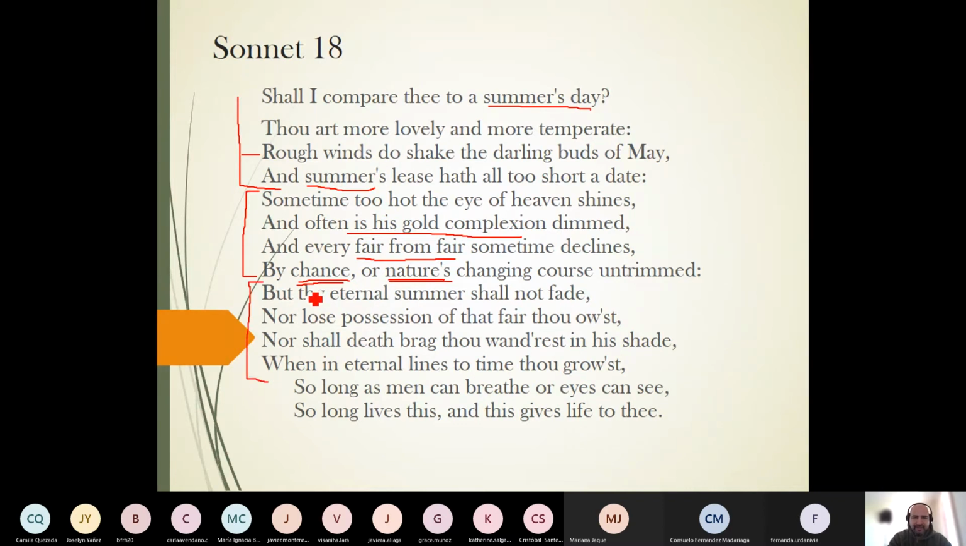What's the twist, right? Your eternal summer shall not fade. Your eternal beauty, your eternal warmth, right, shall not go away, right? And you will not lose possession of that fair. You will continue to be beautiful, right? And you will not die because death will not brag, will not say, you are in my realm. You're already dead, right? You are under my shade. Death will not have that possibility of bragging that you are dead and you're in its reign, right?